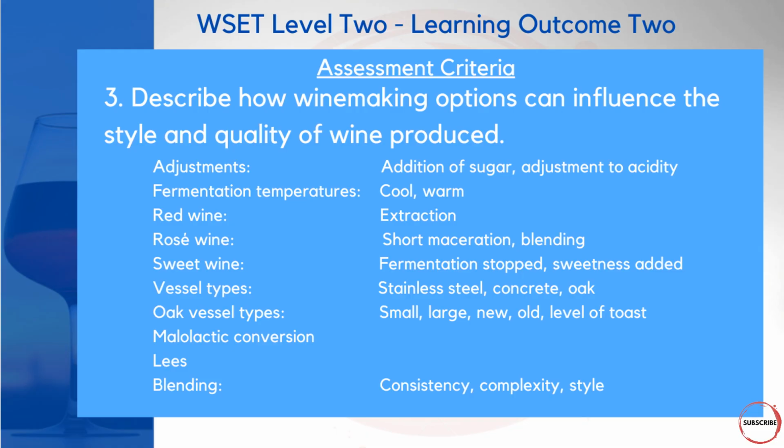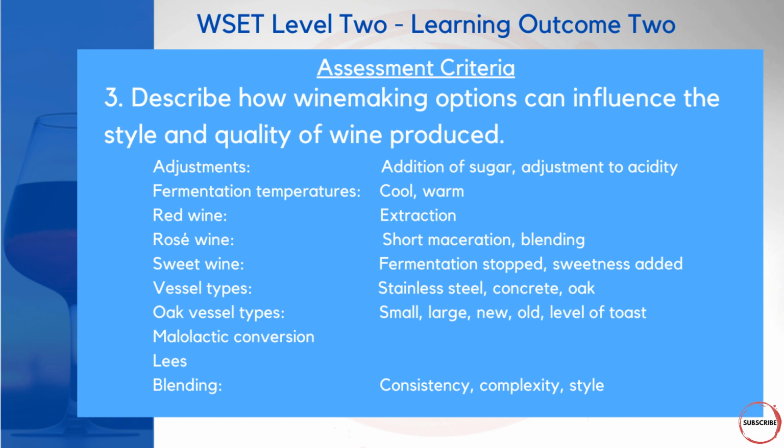And that's where we're starting to describe how winemaking options are going to be influencing the style and quality of wine produced. And there is an awful lot to cover off here. And when you come onto the principal grape varieties as well, you'll start calling back to some of these key processes as well. So we're talking about things that might happen that are going to be winemaker-led, especially adjustments in the winery, things like the addition of sugar or adjustments to the acidity. The fermentation temperature and the options that the winemaker chooses, whether to do a cool fermentation or a warm fermentation.